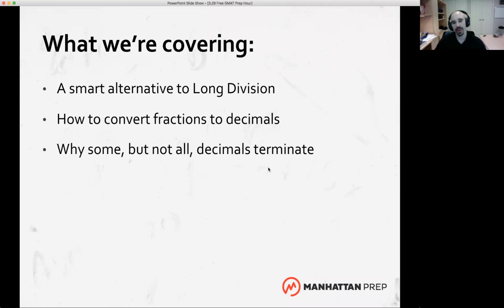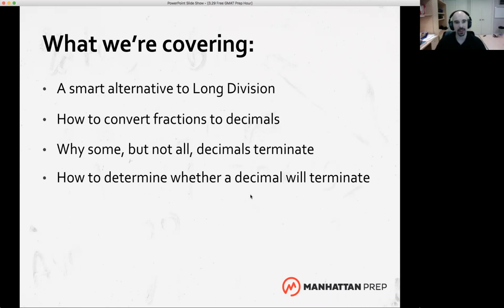I don't know how many of you have heard the term terminating decimals and non-terminating decimals, so feel free to let us know in the chat box whether you're familiar with that term. But today we're going to learn why some but not all decimals terminate. And then finally, we're going to learn to determine whether a decimal will terminate or not.